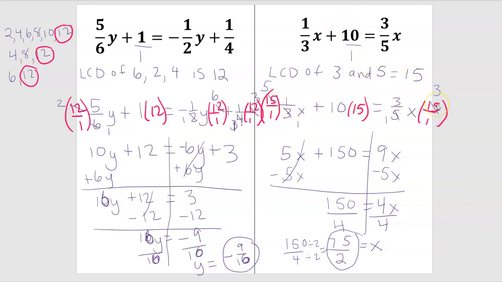I went ahead and multiplied everything by 15. Again, I cross-canceled. I got 5x plus 150 equals 9x. I then subtracted 5x and solved, and I got 75 halves. Now, 150 over 4 is not incorrect, but if you can reduce the fraction, you don't have to make it a mixed number, but if you can reduce the fraction, that's what you want to do. So I did 150 over 4 divided by 2, and I got 75 over 2.